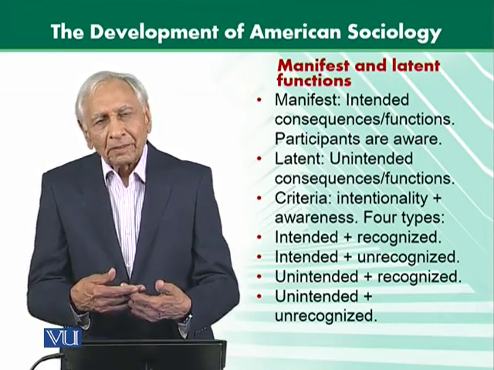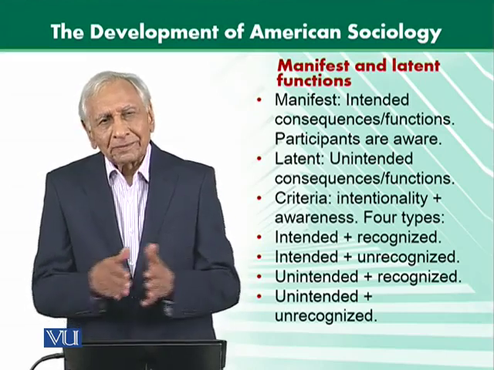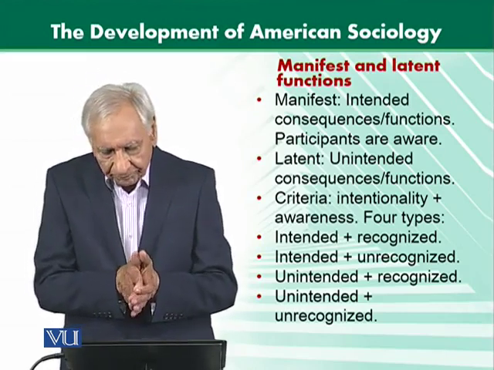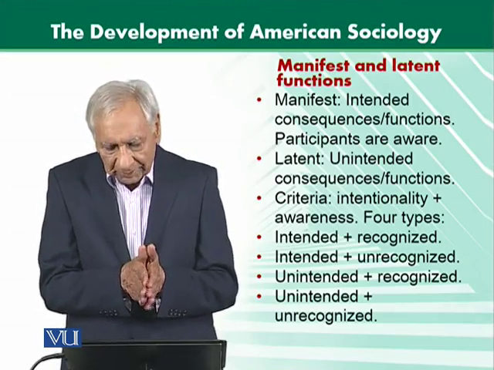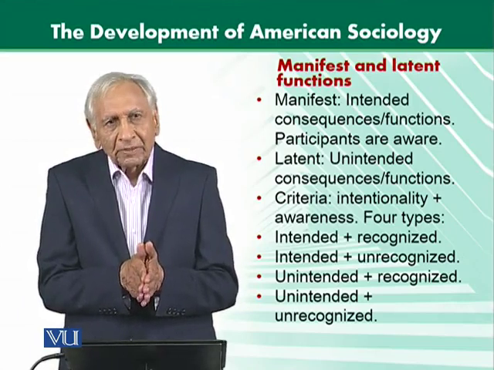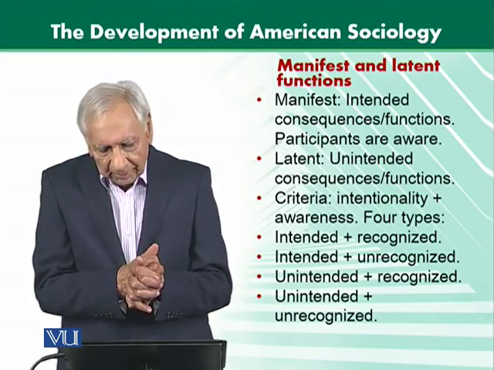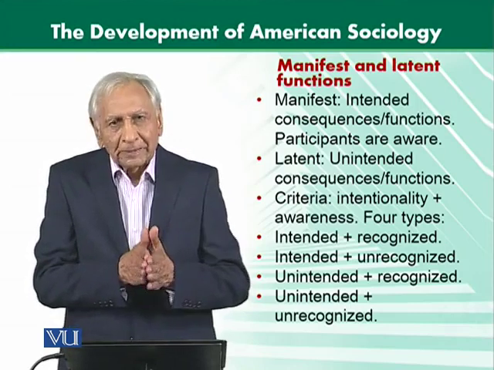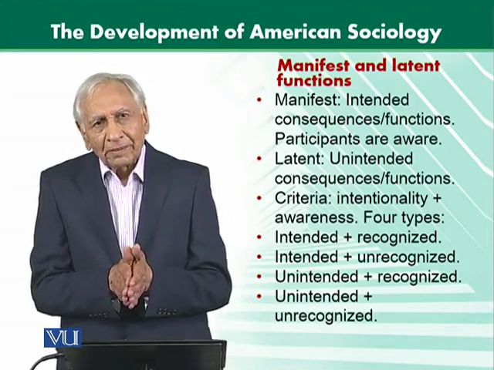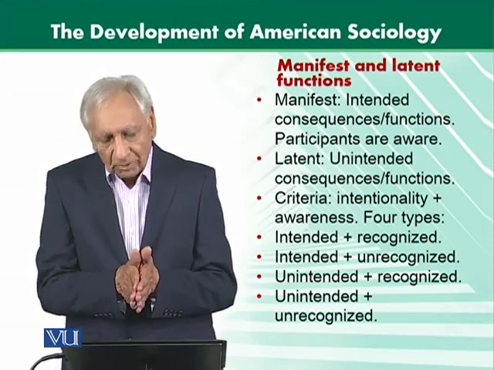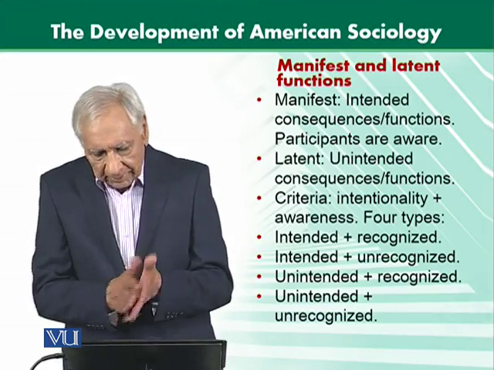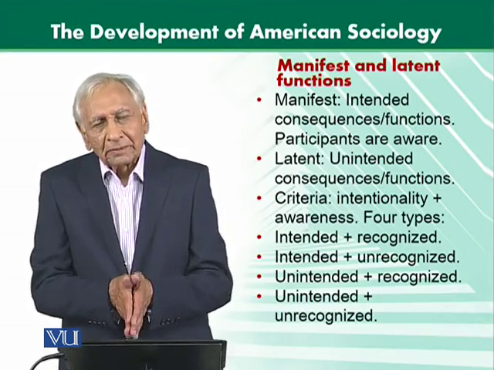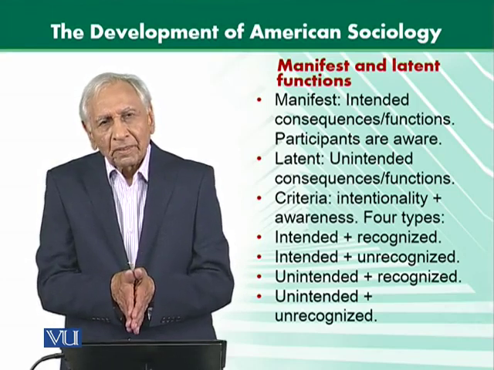Unintended consequences might be something which is not part of the intentions of the participants in the system. So unintended consequences he considered as the latent functions, the hidden functions. Therefore, he gave a criterion, and this criterion was intentionality. What is the intention of the participant? And then, is he aware of the consequences? So the criteria were intentionality and awareness.